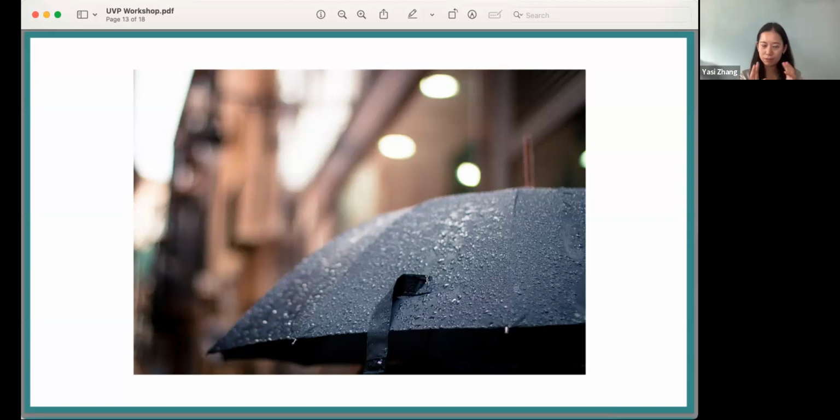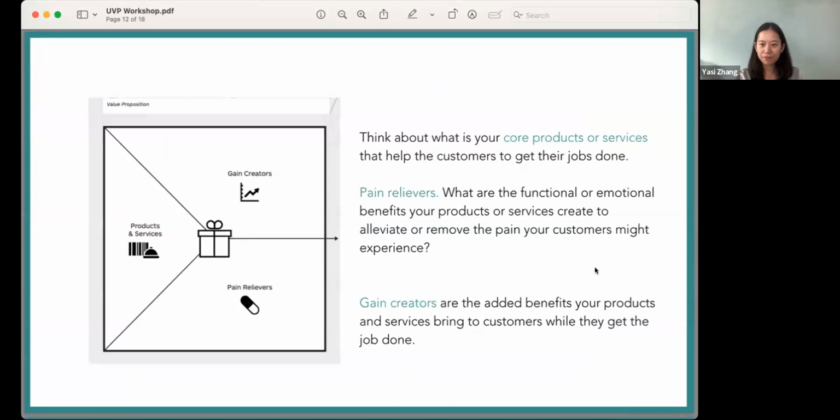So I think this is the way of thinking that I'm trying to encourage people to adopt here when it comes to your UVP development or product development. And my third question would be, what could be some gain creators for your product? What are some gain creators? Let me go back to the definition. Gain creators are the added benefits your products and services bring to customers while they get the job done.